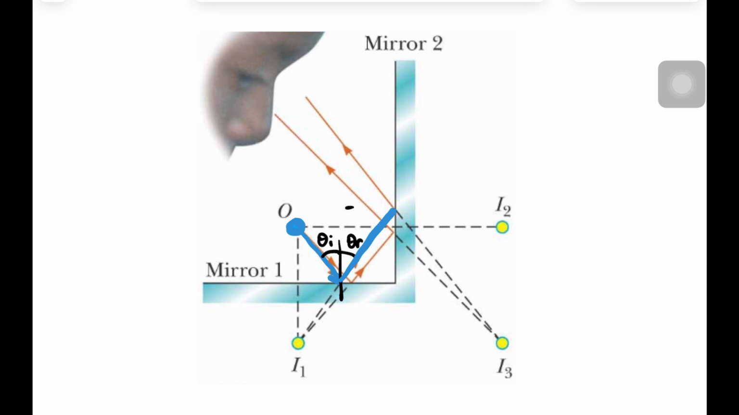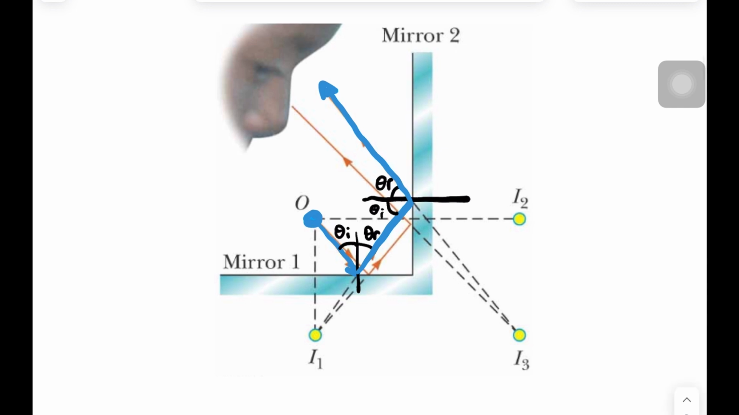Now at the second mirror, we'll do the same procedure. We'll draw the normal. Angle of incidence equals angle of reflection, and I will draw my reflected ray off of the second mirror. Same procedure with the other ray that is in the figure.